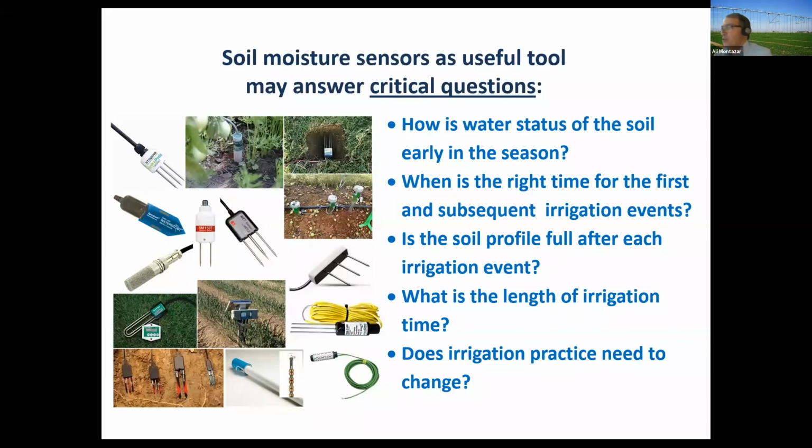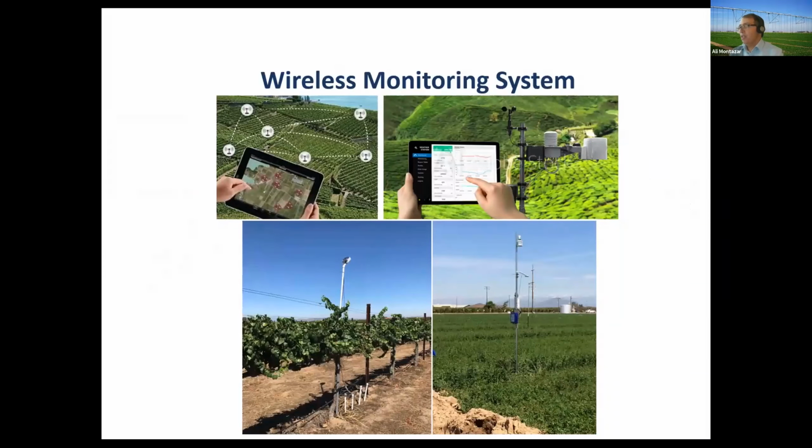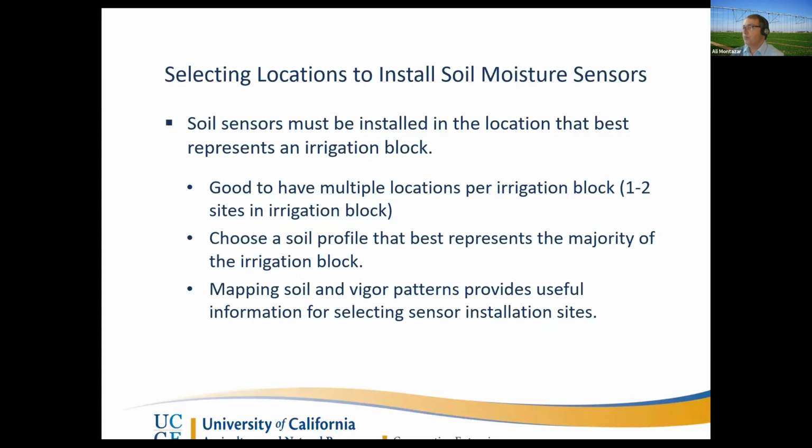Yeah, okay. So what I wanted to mention, besides the soil moisture sensor, is that I believe the wireless monitoring system is a big advantage today, because it makes using soil moisture sensors more applicable. You can just monitor the soil moisture status of your field in your office and manage irrigation through your office.